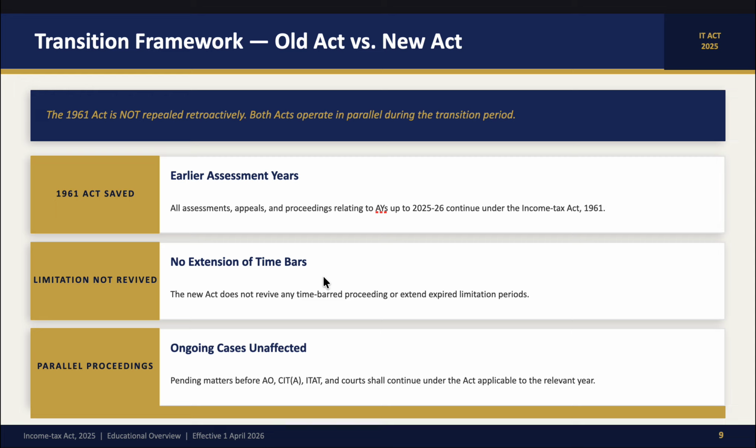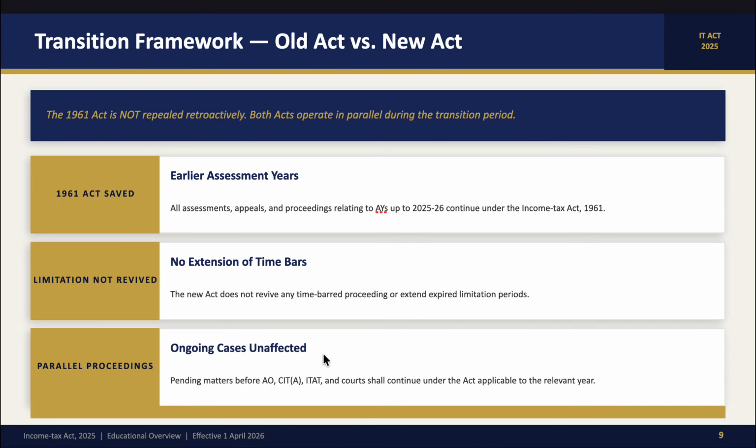The new act is applicable from 1st of April 2026 and for all the tax years falling after 1st April 2026, not before that. So before that, the 1961 Act will still prevail as if there was no new act. Okay. So no extension of time bars. The new act does not revive any time barred proceeding or extended expired limitation period.